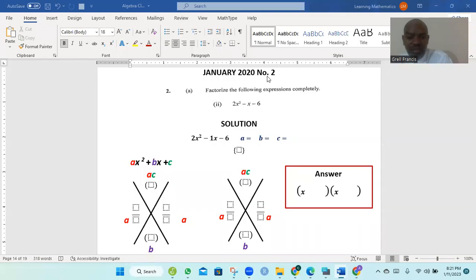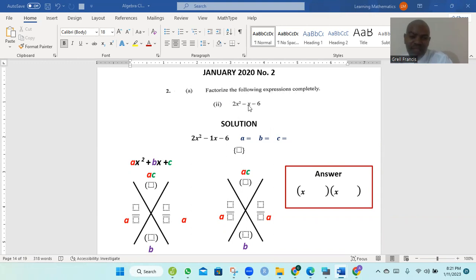January 2020, number 2. Number 2A, part 2. It says factorize the following expressions completely. The expression is 2x squared minus x minus 6. Now, you need to identify what is A, B, and C in the quadratic. A is 2 and B now is -1.